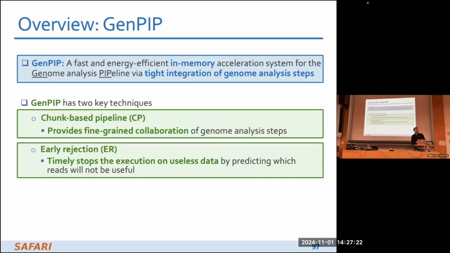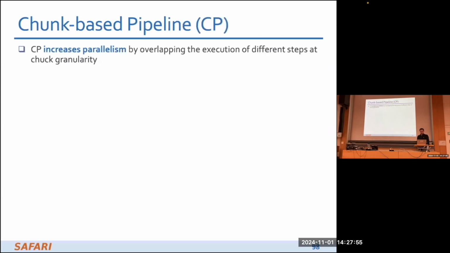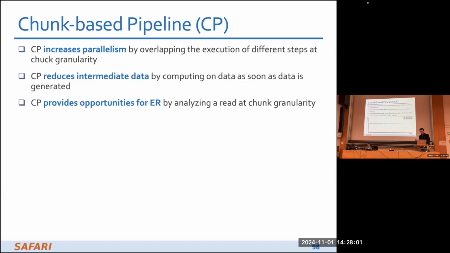Second is early rejection, meaning based on the analysis that we've done so far on the chunks, we assess whether we want to continue analyzing this particular read or not. If, for example, this read turns out to be useless for us, we can stop at any point so that we minimize the unnecessary computations that otherwise would have been spent base calling this read fully. By doing so, we achieve significant speedups and energy reductions, which I'll come to soon. So this is the chunk-based pipeline, as I described earlier.